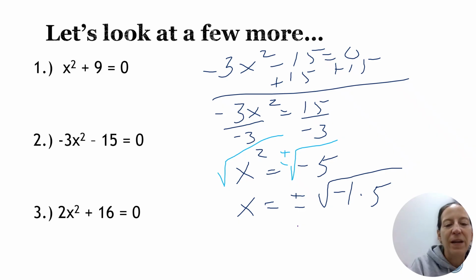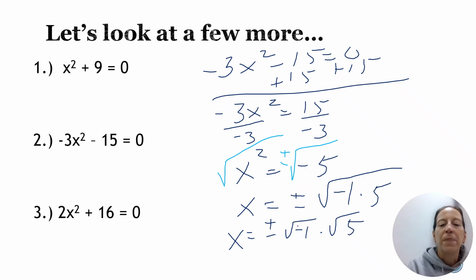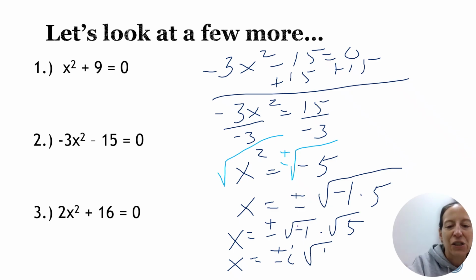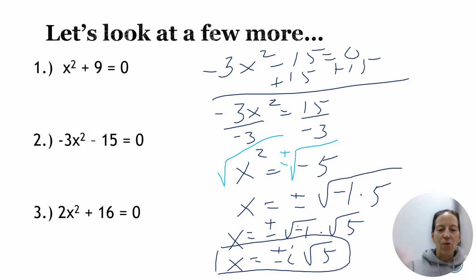So this would be x is equal to plus or minus the square root of -1 times the square root of 5. The square root of -1, though, we have now established is equal to this thing called i. Love that for us. And the square root of 5, this time we can't simplify, so we just leave it as the square root of 5. So the answer would be plus or minus i root 5.